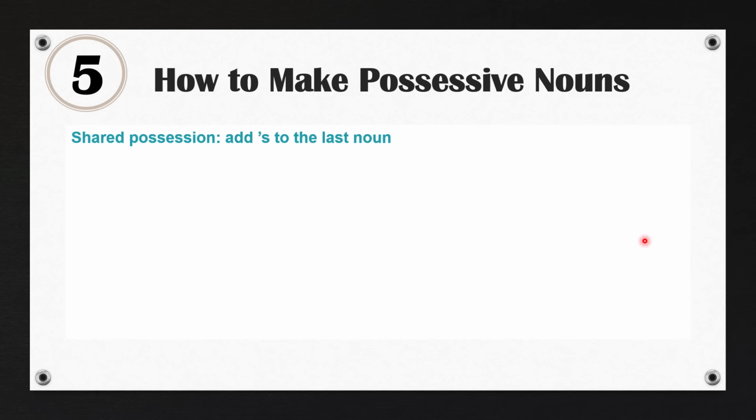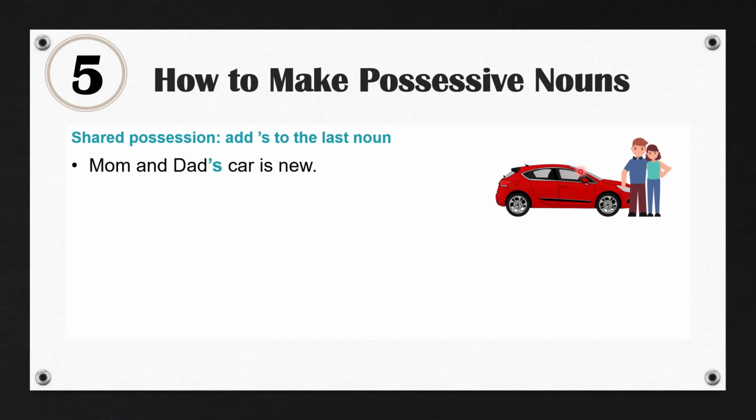What about shared possession? Let's look at this sentence. Mom and Dad's car is new. We only add an apostrophe S to the last noun, Dad, because we are trying to say that Mom and Dad share this car. This car belongs to both Mom and Dad. So Mom and Dad's car is new. Another example, Peter and Ian's friend is coming to the party. This would mean that both Peter and Ian have the same friend and he is coming to the party.